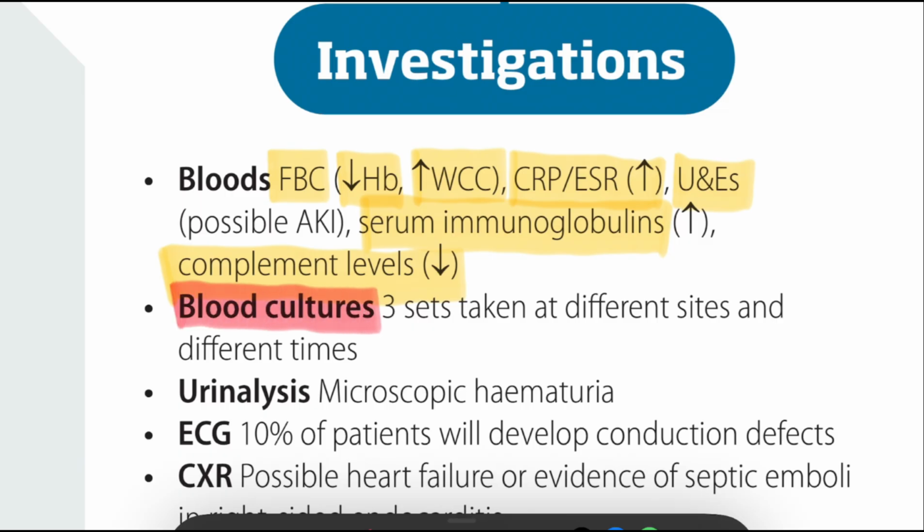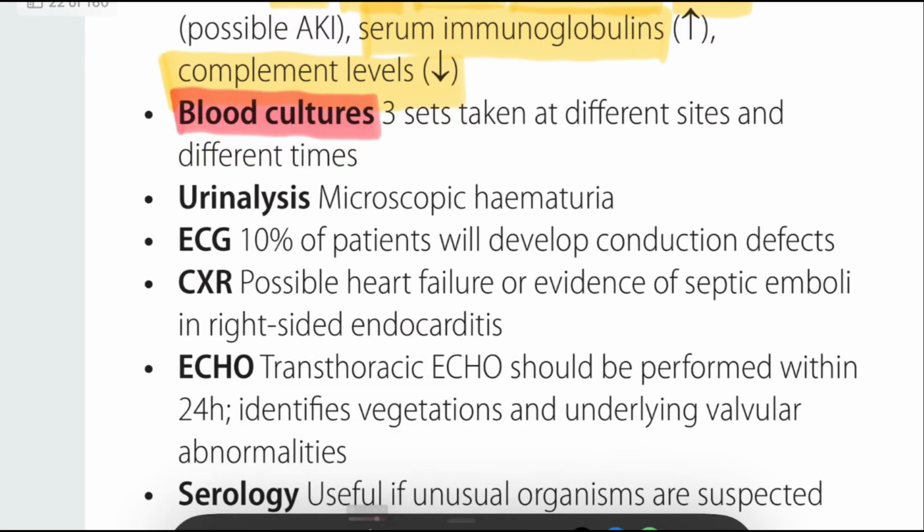Blood culture is a very important test. It is 3 sets taken at different sites at different times. So why blood culture? It is obtained before antibiotics, taking multiple sets from different sites, and this is very important for diagnostic importance, as positive cultures count toward the major Duke criteria. So that's why blood culture is very important. Next, urinary analysis for microscopic hematuria.